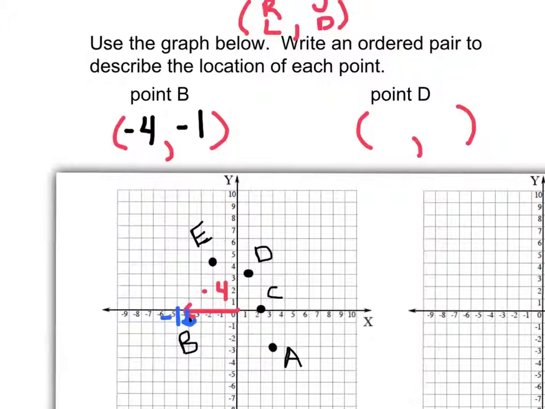Okay. Now we are going to do point D. Okay, so point D, I'm going to start in the middle there again, and I'm just going to go right 1. So that's just going to be a positive 1. And then I'm going to go up 1, 2, 3. That's a positive 3. Remember, your right or left movement goes first. So I went right 1. So that's a positive 1. I went up 3. So for the y-coordinate, it is a positive 3.